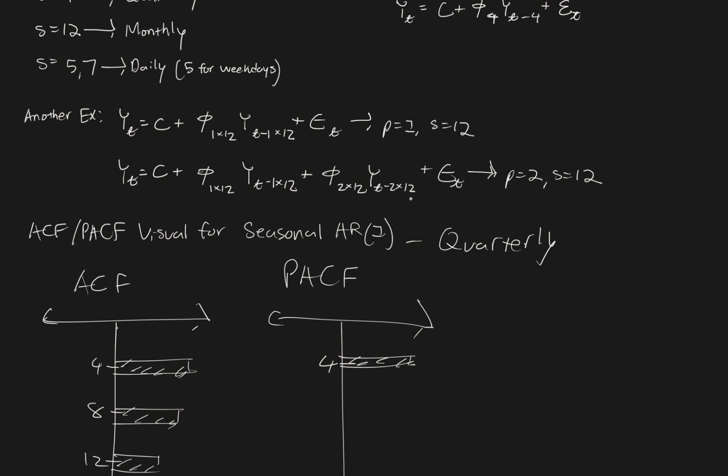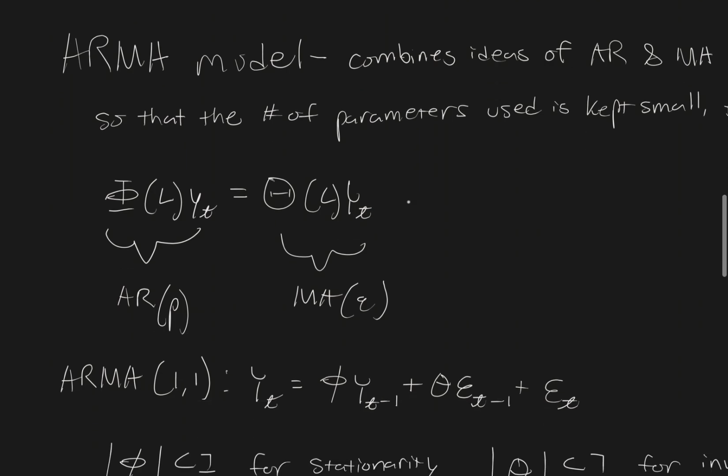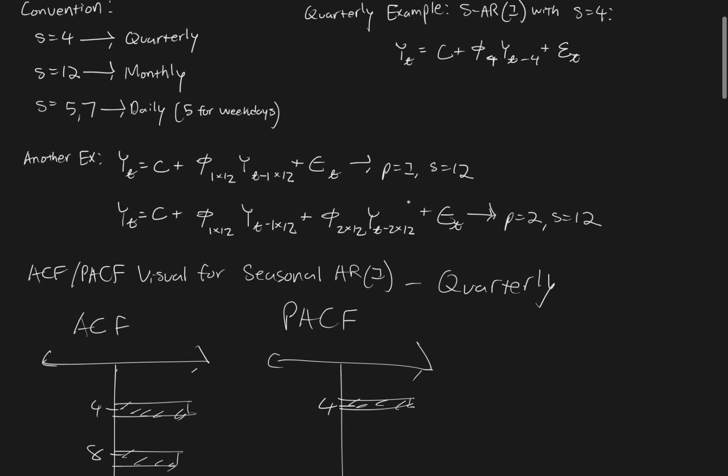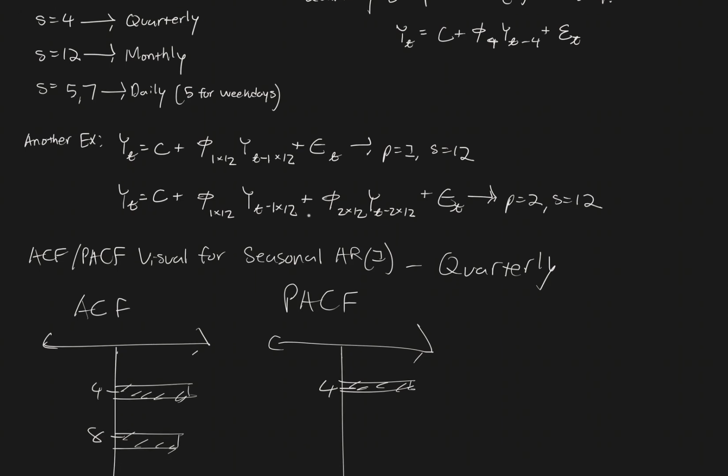Should this be 24? I'm not exactly sure. Actually, I do think this should be 24, so that's an error on my part. So 12, 24. So each time unit is represented by 12 months.